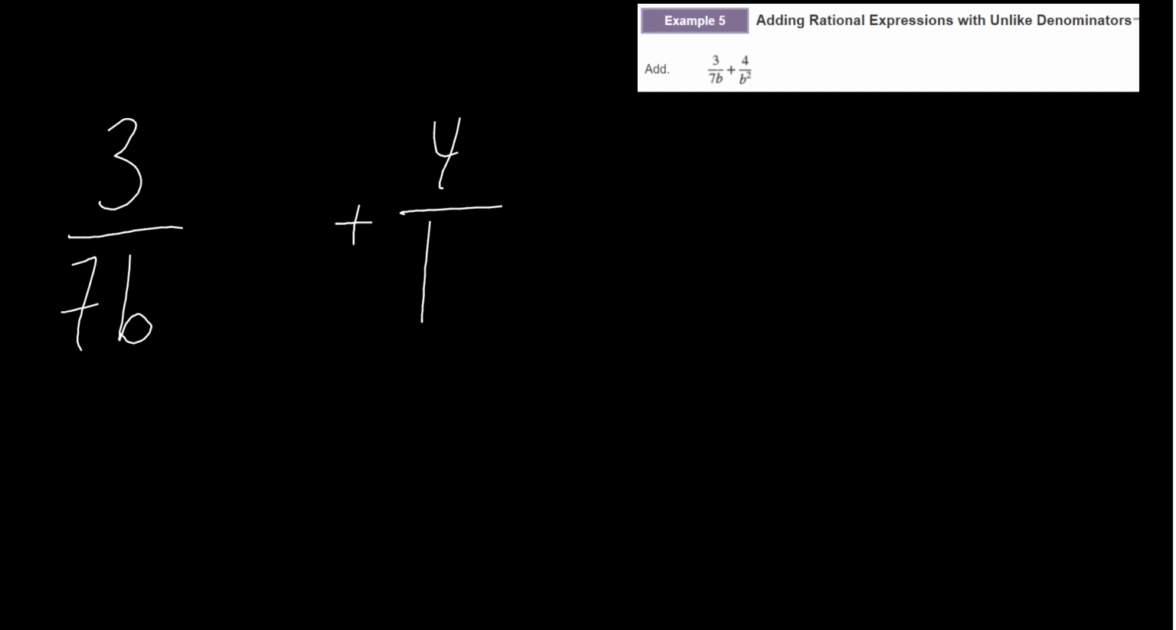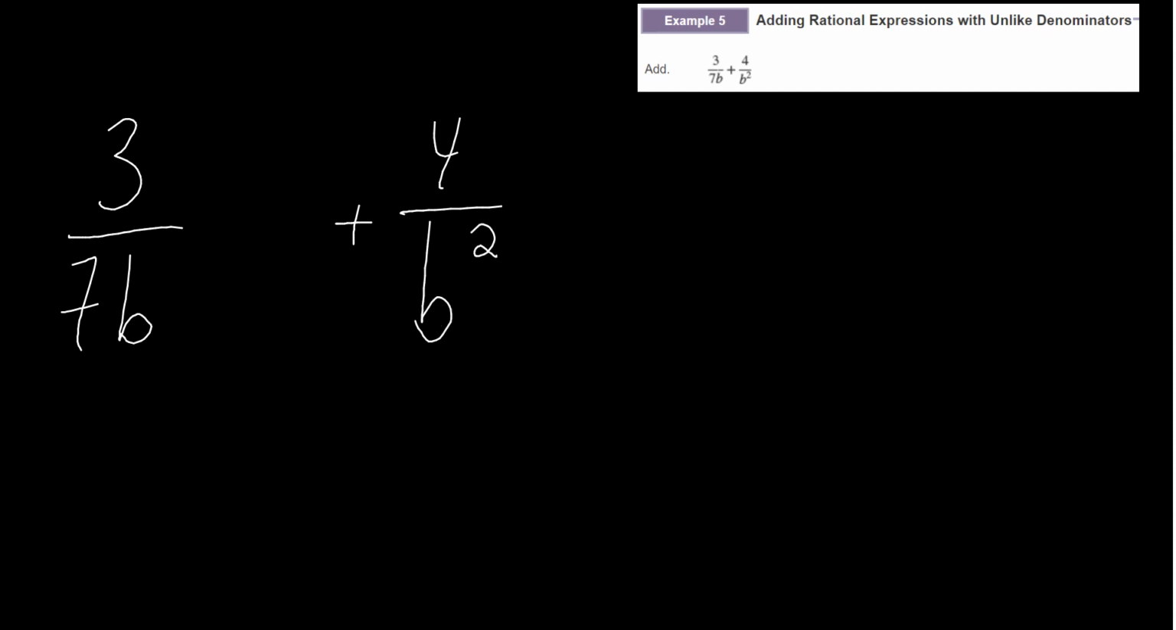We have one job: just simply add. But this is a good example to start off with. Let's write this nice and large here. We have 3 over 7b, and we're going to put a little space there so I can do some computation, plus 4b squared.